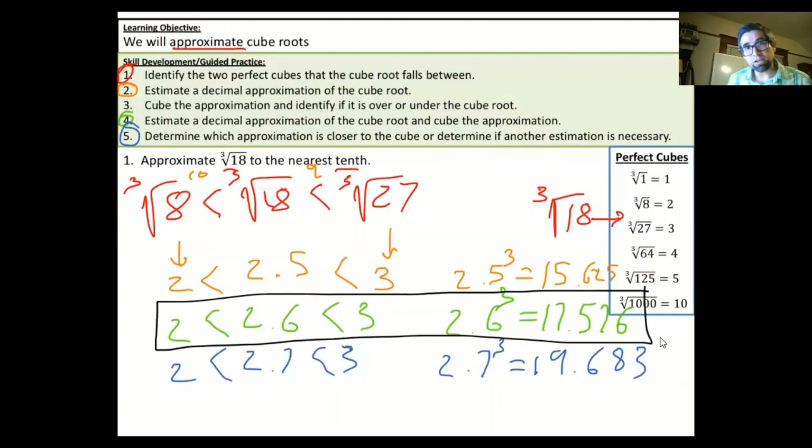So what I'm going to now finish with is write down the approximation of the cube root of 18. So I'll write the cube root of 18 is approximately equal to, so not two straight lines, but the wavy lines, approximately equal to 2.6.